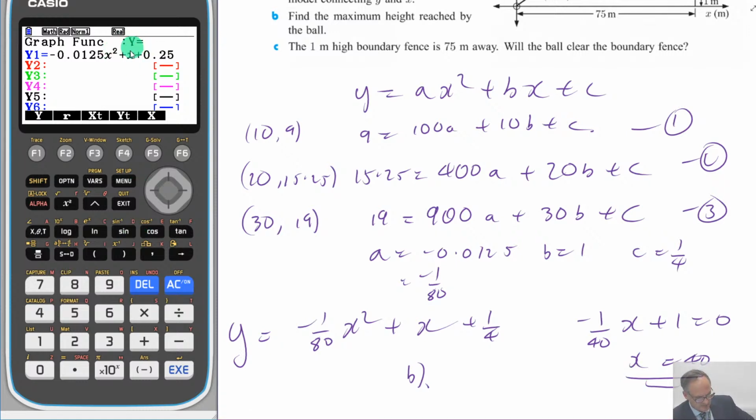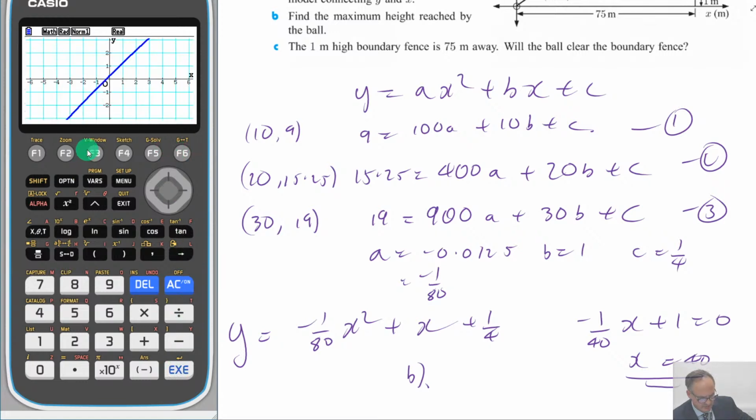So we've got graph function y equals. Let's just try view window. Oh no, exit. Delete that. Sorry, I need a shift then a view window. Okay, it's being awkward. It's not letting me go to the view window. So let's just draw the graph. Press draw. Press view window.